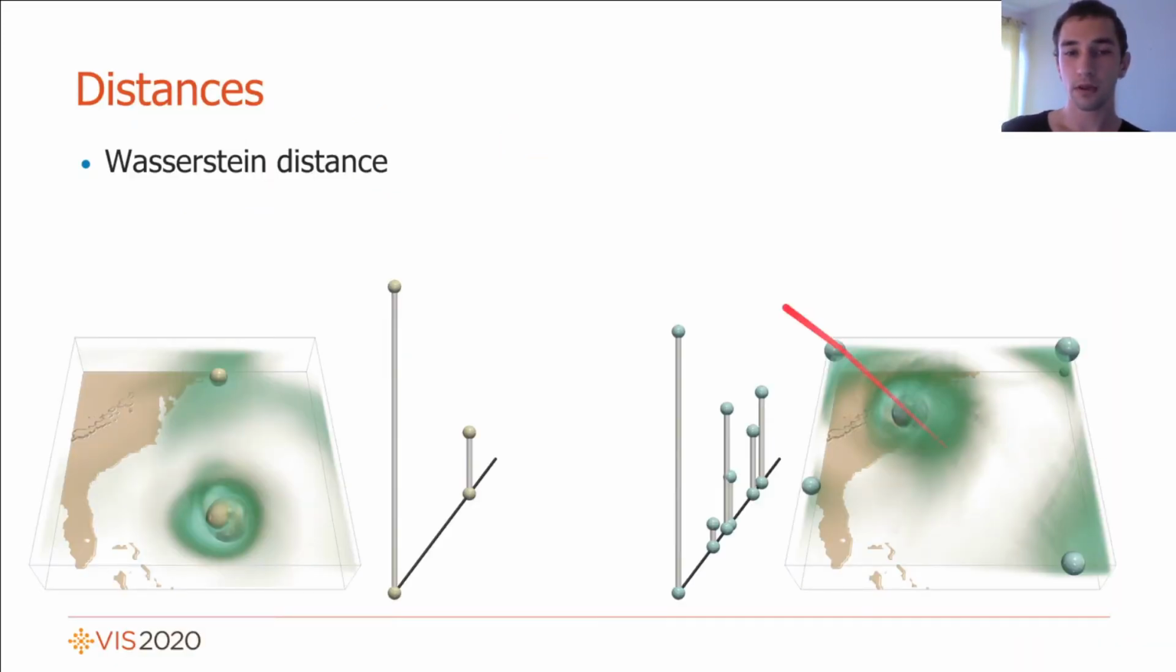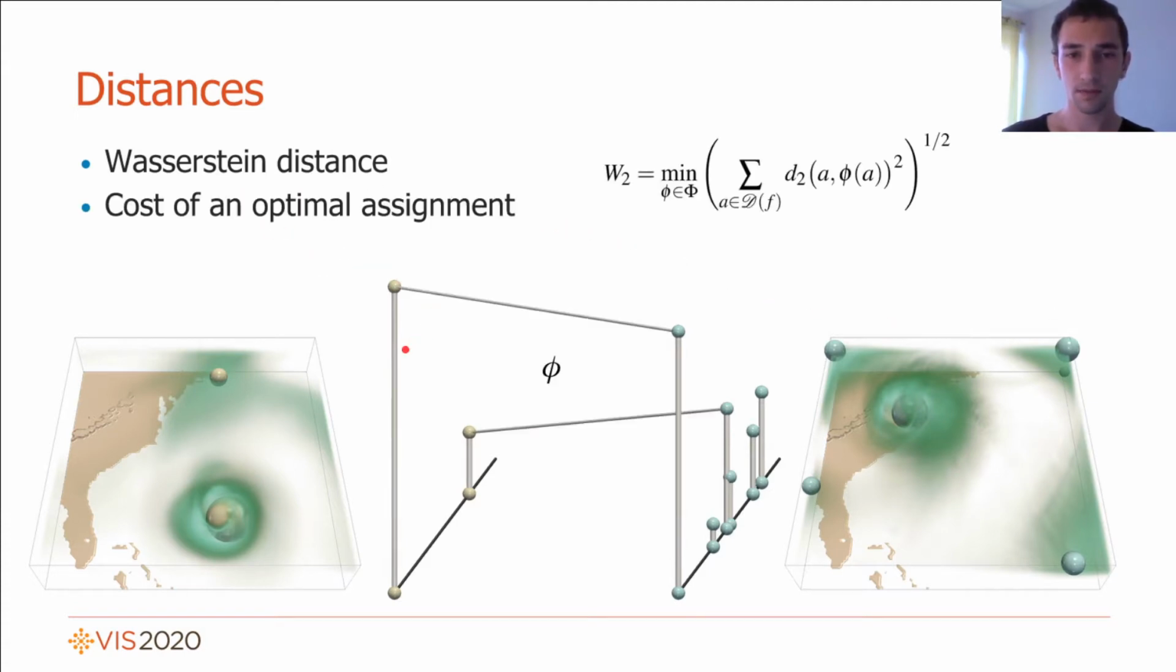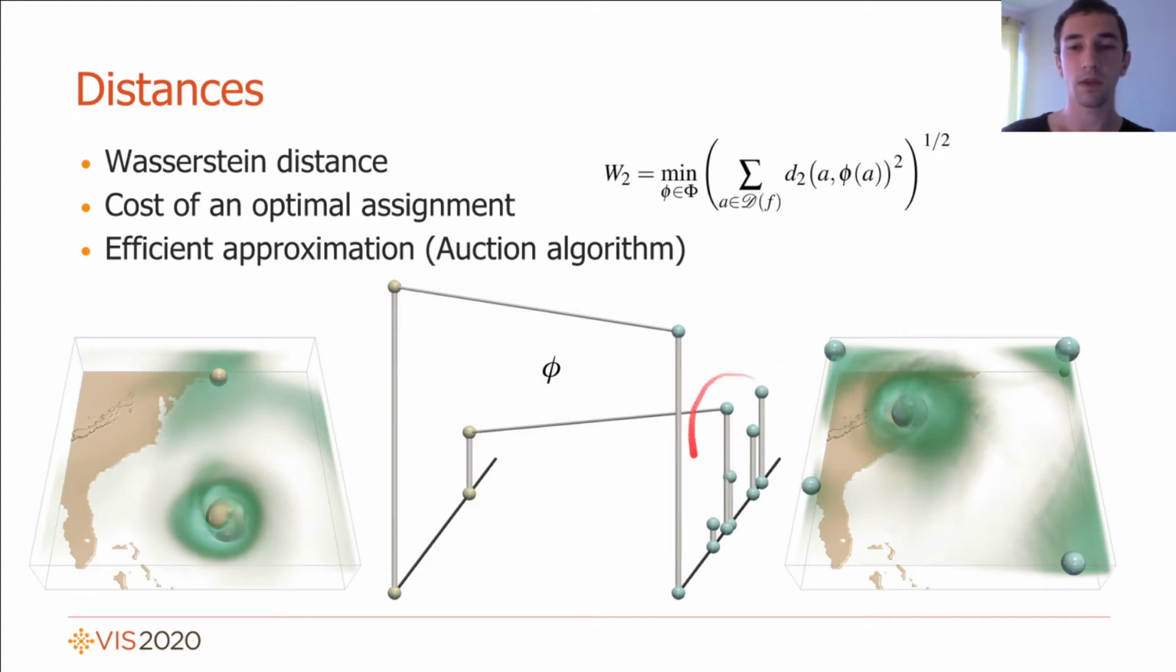So let's say you want to compare two scalar fields based on the repartition of their topological features. You can compute their persistence diagrams and compute a distance between those. We have a well-established metric on the space of persistence diagrams that's called the Wasserstein distance, and it's defined as the cost of an optimal assignment between the pairs of the two diagrams. It can be quite expensive to compute if you have a lot of pairs in a diagram. So in TTK we use the auction algorithm to efficiently approximate the optimal assignments and the Wasserstein distance.